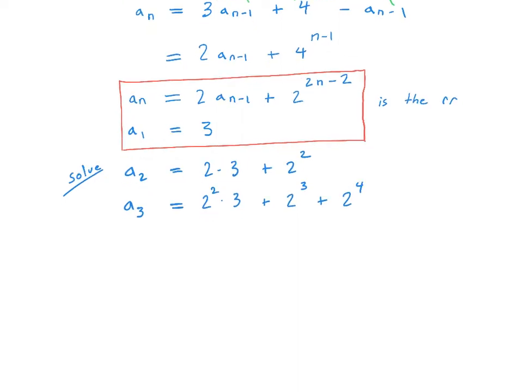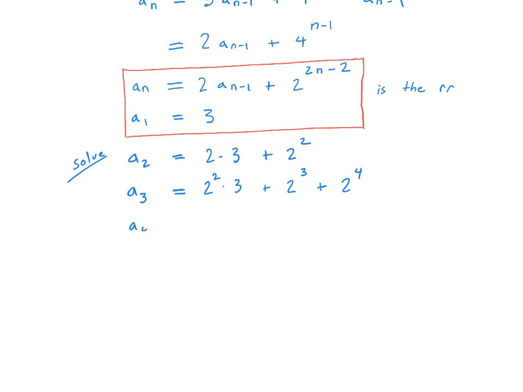Okay, let's do one more, or at least until we notice the pattern. So a sub 4, we would write down everything we had before multiplied by 2, so 2 to the power 3 times 3 plus 2 to the power 4 plus 2 to the power 5 plus 2 to the power of 6. So we can see our pattern here is a geometric series with powers of 2, at least parts of it is. So going on and on and on, eventually we get to a sub n.